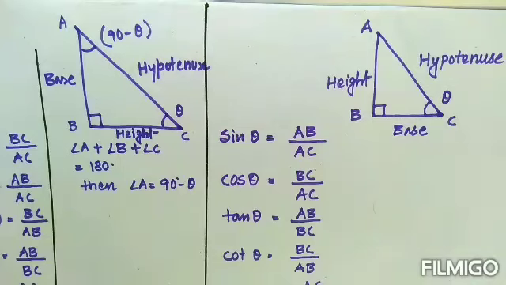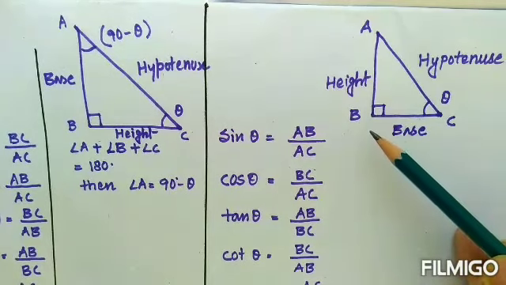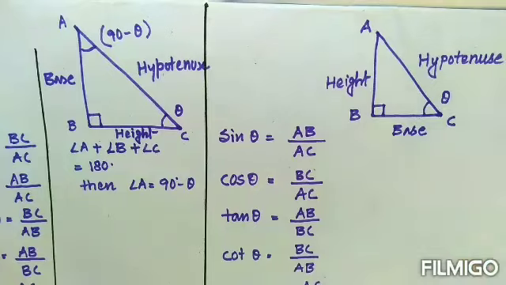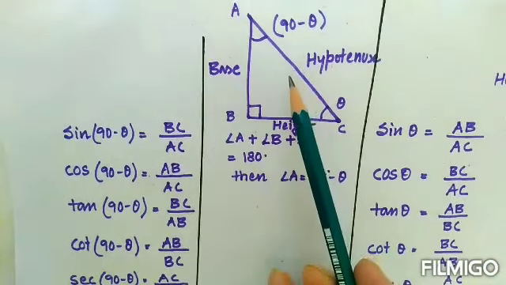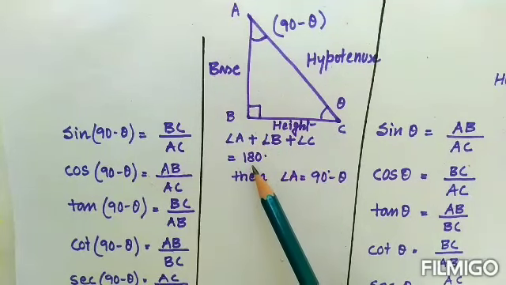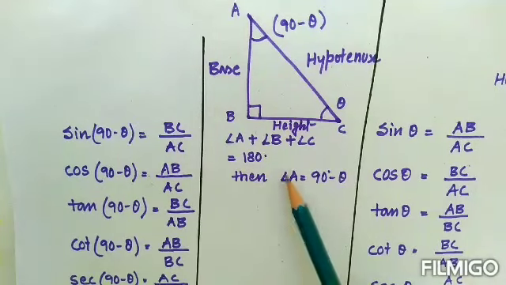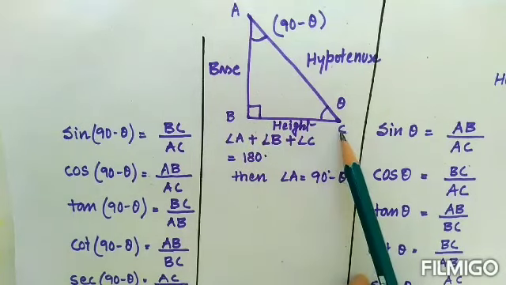that in a right angle triangle the base and height for trigonometry depend on the considered angle. So in the previous class I also mentioned that when we considered the angle C, or angle theta, in that case BC is the base and AB is the height. Now if we are considering angle A, we have shown here that angle A plus angle B plus angle C is equal to 180 degrees. Then automatically we get from this equation that angle A is equal to 90 minus theta, because angle B is equal to 90 degrees as it is a right angle triangle and angle C is theta.